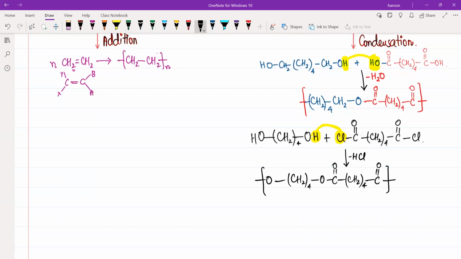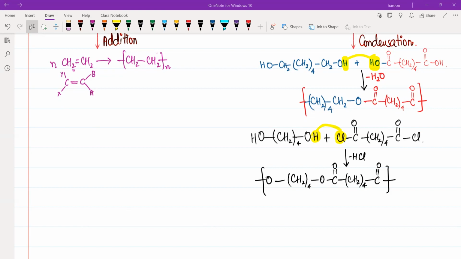So we cannot say that condensation polymerization means only the release of a water molecule. It can be any small molecule. All right? So that's very simple.